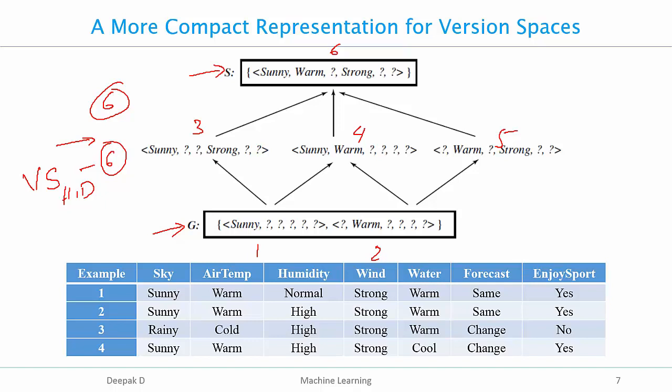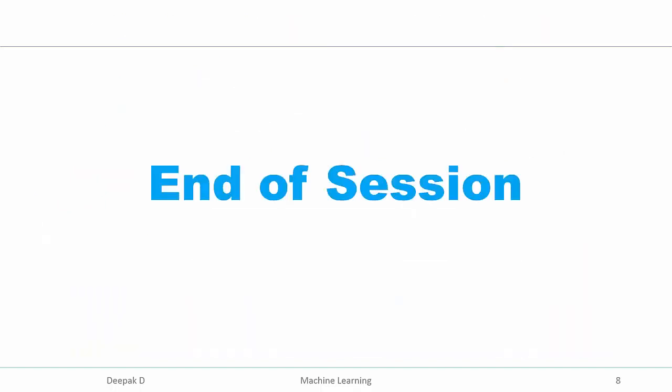I already said what this general boundary consists of. Again, it consists of a set of hypotheses which are maximally general members of your hypothesis space. And here you have another boundary called S. Again, it consists of a set of hypotheses which are maximally specific hypotheses from H. So these are the two boundaries that we define. These are derived based upon your concept learning called Enjoy Sport concept learning. We shall see the candidate elimination algorithm in the next session. Thank you so much.